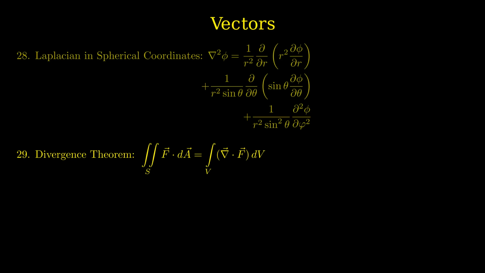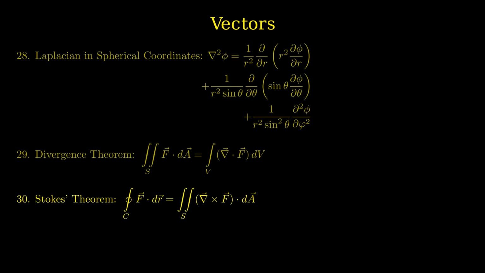The flux of a vector field through a closed surface is equal to the volume integral of its divergence. The circulation of a vector field around a closed curve is equal to the surface integral of its curl over the enclosed surface.